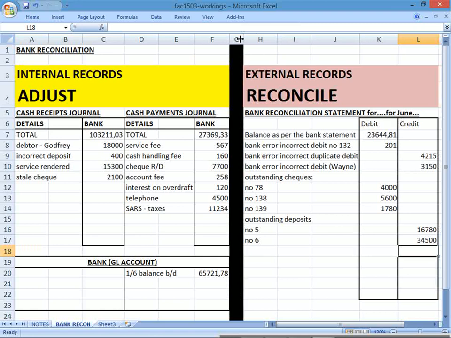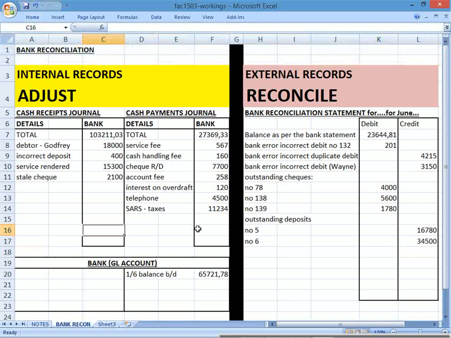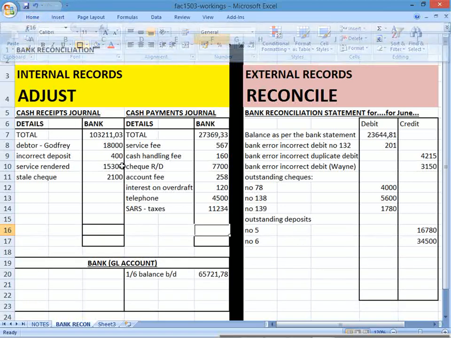Okay, does that make sense so far? Happy so far? Right, now all you guys need to do is literally balance off. Okay, so how do I do the closing of the bank recon? Well, I need totals here for my receipts and payments.